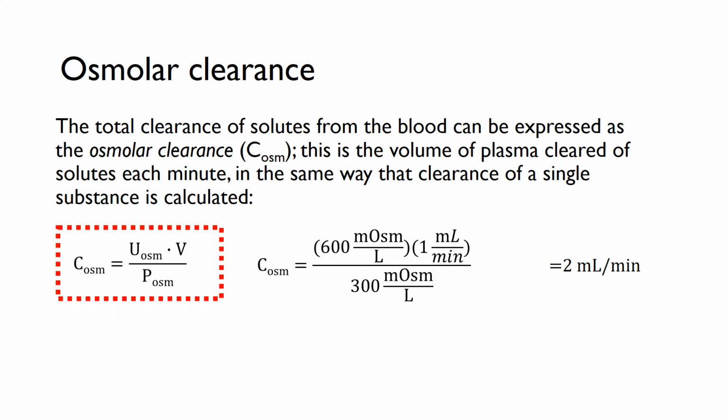Usually when we talk about clearance, clearance equals U times V over P. And whenever we are looking at a specific factor, let's say the clearance of sodium, we take clearance of sodium equals the urine concentration of sodium times the urine flow rate divided by the plasma concentration of sodium. But let's say we want to look at all the solutes, not just sodium.